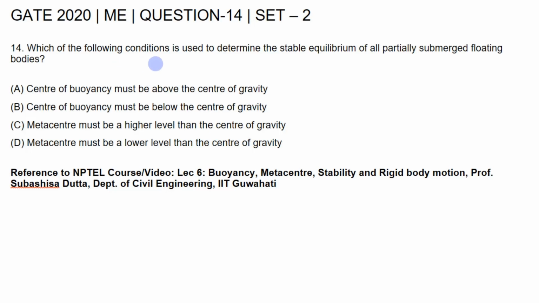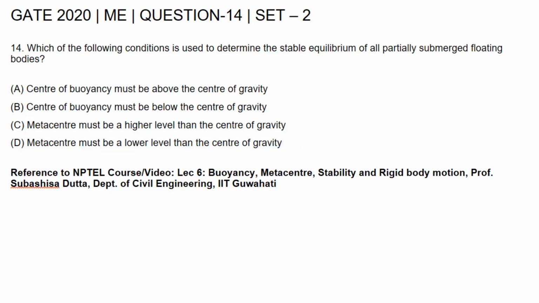In which of the following conditions is used to determine the stable equilibrium of a partially submerged floating body? The four options given to us are: center of buoyancy must be above the center of gravity, center of buoyancy must be below the center of gravity, metacenter must be at a higher level than the center of gravity, and the fourth one is metacenter must be at a lower level than the center of gravity.